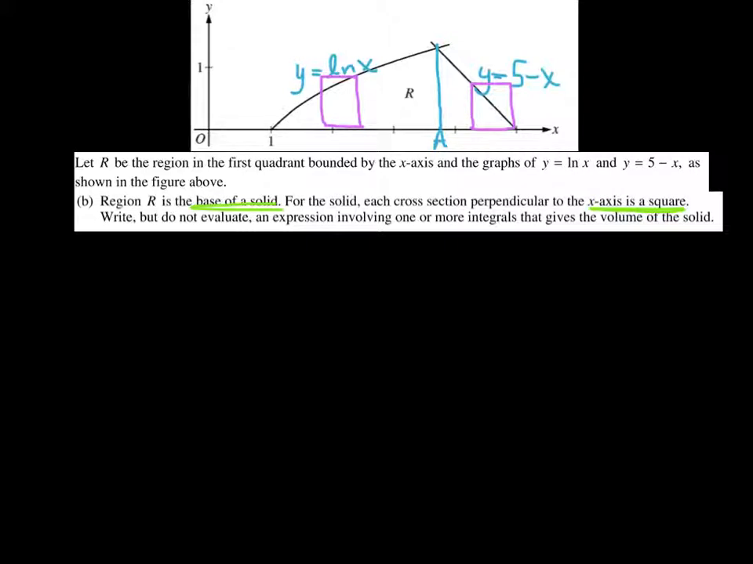So what I want you to do right now is pause the video, write out your formula for the area of a square, and determine the length of a side depending upon where you are on the graph, between 1 and A or between A and 5. Then go ahead and write your entire volume formula. Then come back to me and see if we agree. So I'm asking you to do basically the whole problem, set it all up, and then come back and see if we agree.